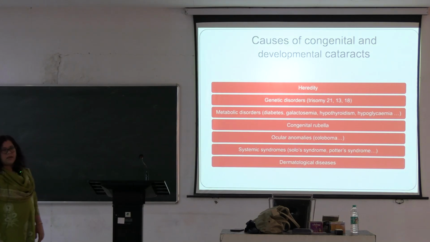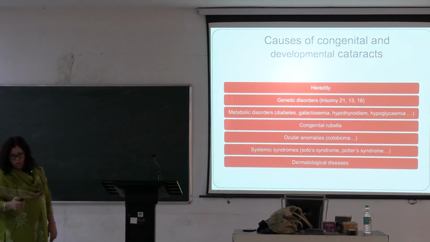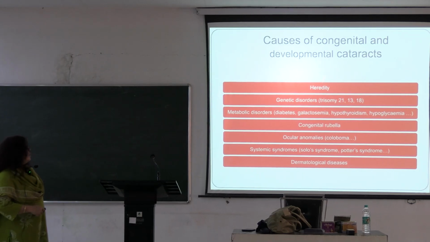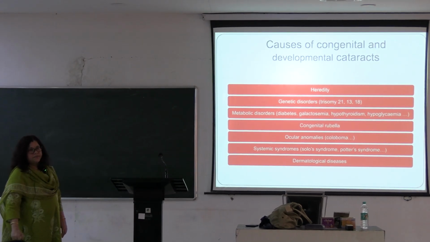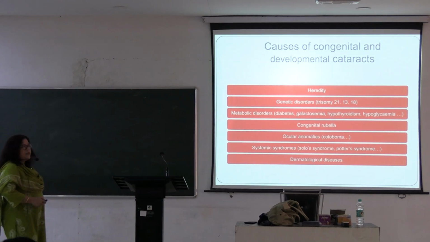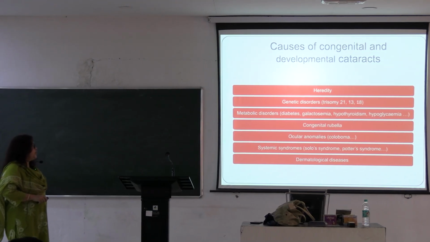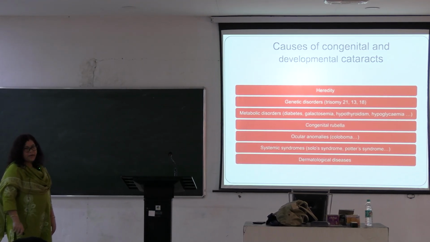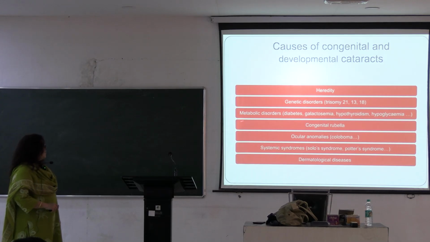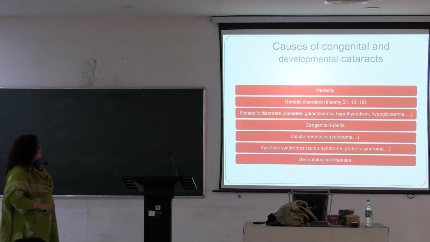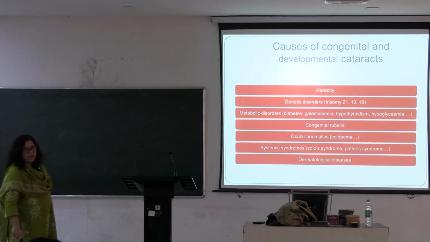Then causes of the congenital cataract. What are the causes of congenital cataract? First is heredity. Second is genetic disorders, trisomy, that affect chromosome 21, 13 and 18. And metabolic disorders, diabetes and galactosemia, hypothyroidism and hypoglycemia. These are causes of congenital cataract.